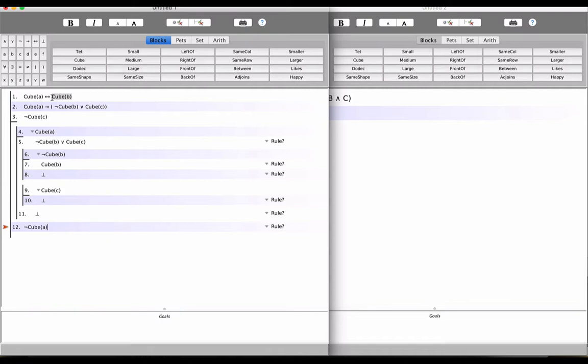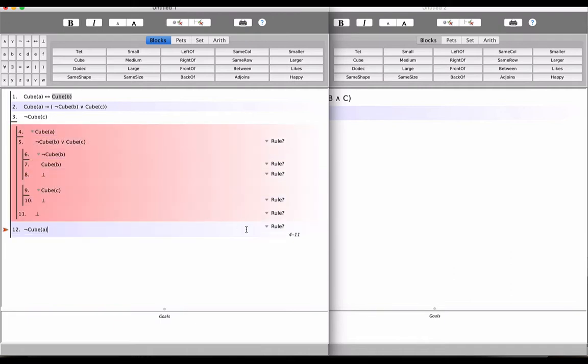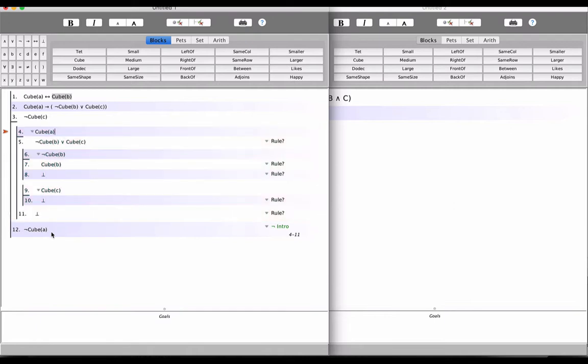Recall our strategy. When your conclusion is a negated sentence, more specifically, when your conclusion is a literal, a negated atomic sentence, you're going to set up negation introduction, which involves assuming that your conclusion is false. In other words, you assume that cube A is true. From that assumption, you generate a contradiction so that you can exit the subproof and introduce the negation.